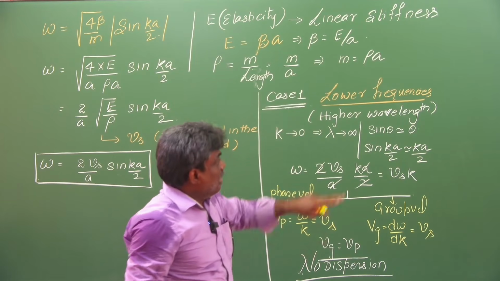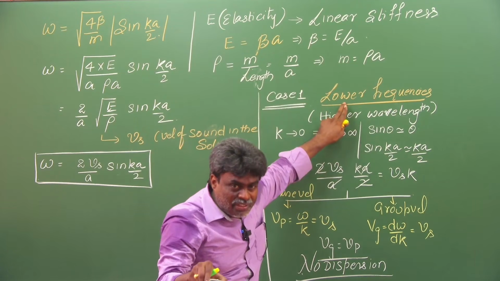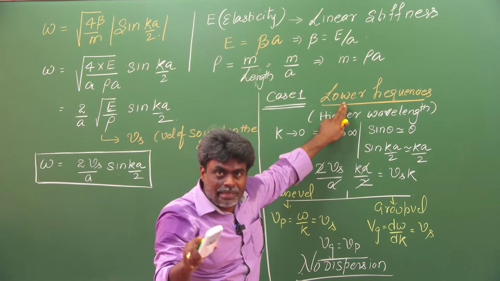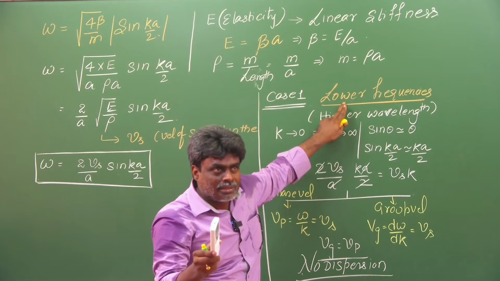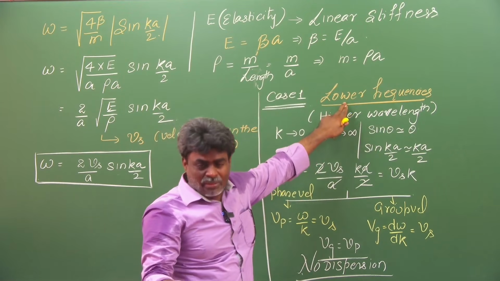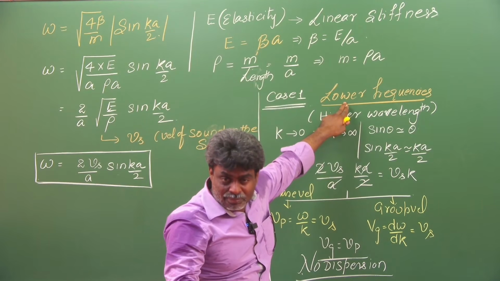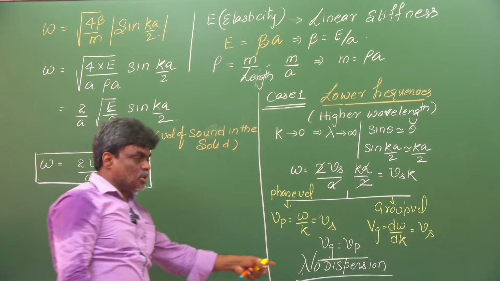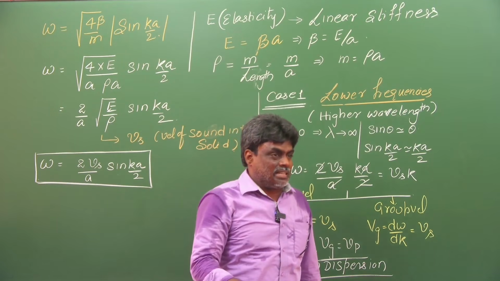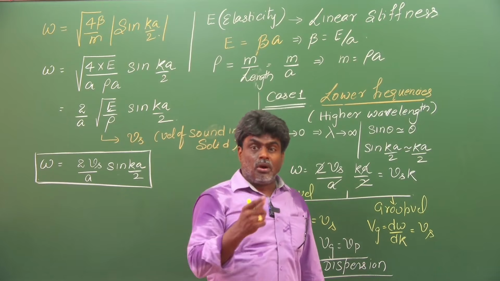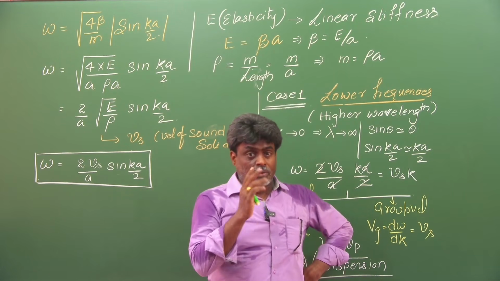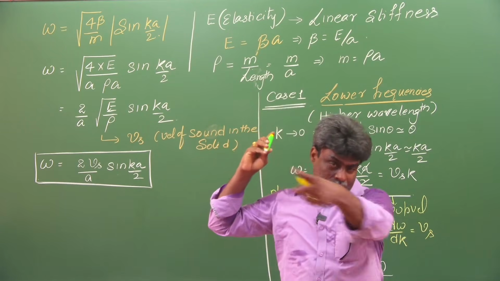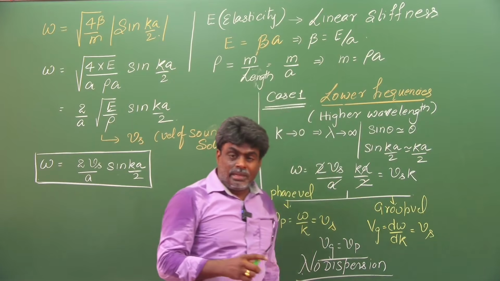Now tell me, at lower frequencies, is the 1D linear discrete nature useful or not? No. Why? There is no dispersion. If dispersion occurs, if some change occurs, then we will see why this change happens, what is the reason, and then we will know the properties.